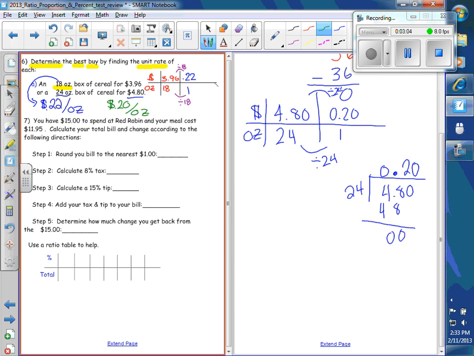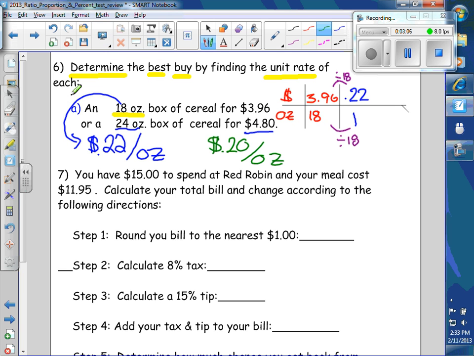So some of you were coming up and I was asking you to write your unit rates. That's what I'm asking you, is to tell me what the unit rates are. And then you can circle the better deal. Which one's cheaper per ounce? Yeah, Andy? It's the 24-ounce box of cereal. Right, this is the better deal because it's only how much per ounce, John? 20 cents, right? It's cheaper. Okay?